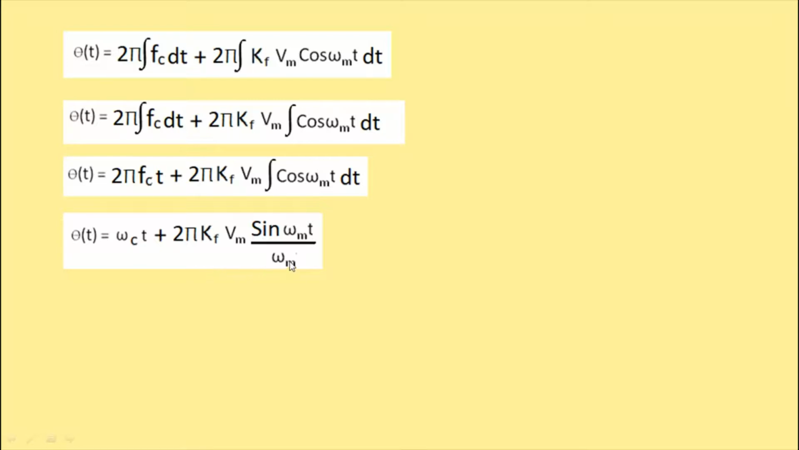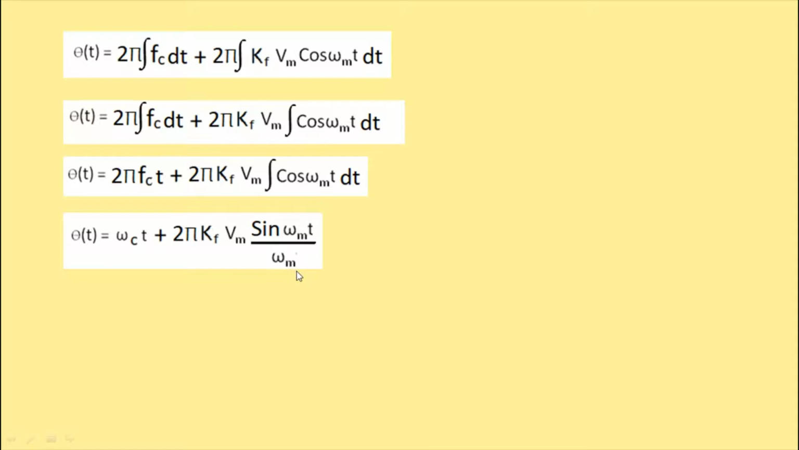So when I do this substitution onto the equation, what I get is 2 pi fct. Observe, I have changed this 2 pi fc as omega c. So I have it as omega c t plus 2 pi kf vm. These are all the set of constants here. I am just pulling them out here in the same way to the next step. That's it. No changes done here. Whereas the change is done here. Integral cos omega mt into dt. I have replaced it by sine omega mt by omega m.